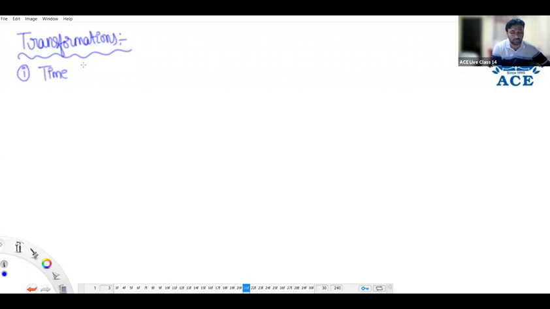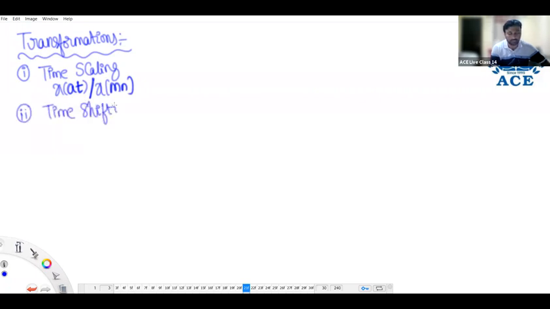The first change which we are making is called time scaling. If x(t) is the continuous signal, the scaled form is represented as x(at). If x(n) is the discrete signal, x(mn) is the scaled form. The first operation is time scaling. The second operation is time shifting. Continuous case t minus t naught, discrete case n minus n naught.